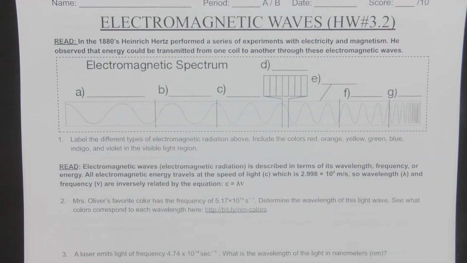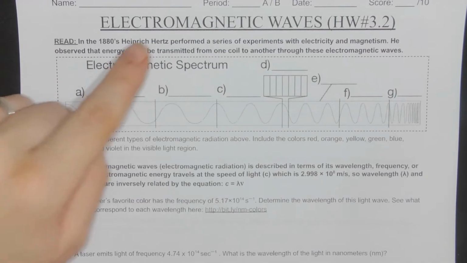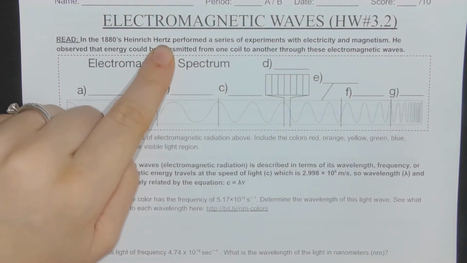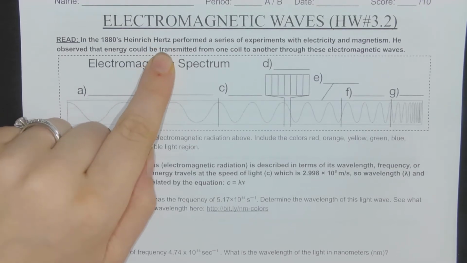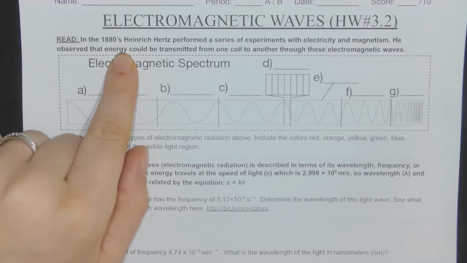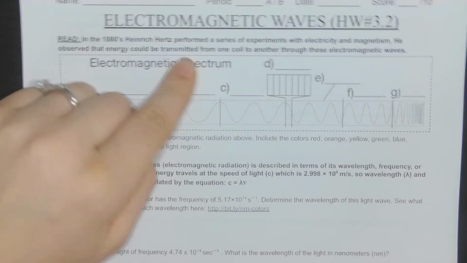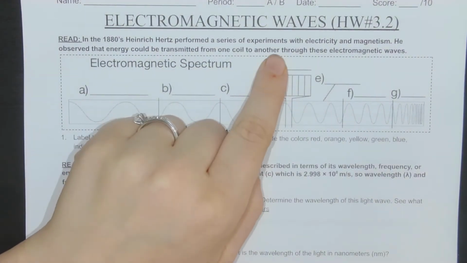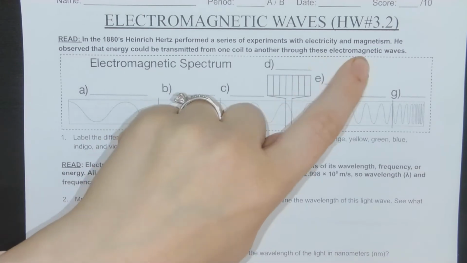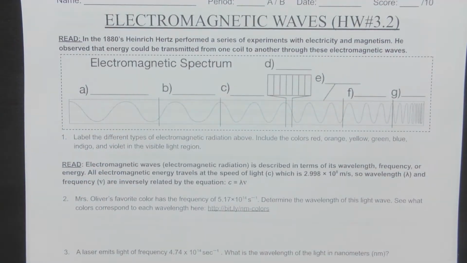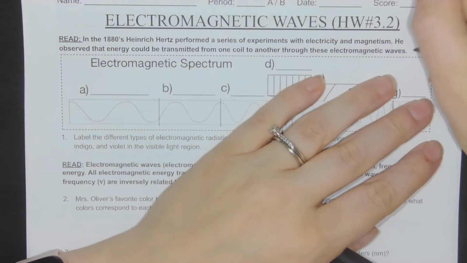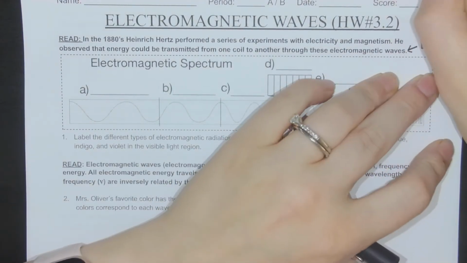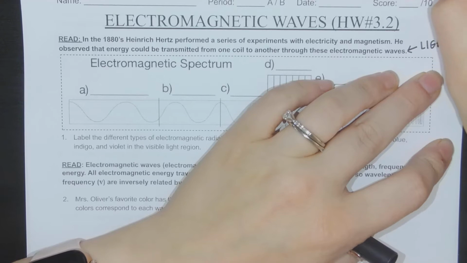In the 1880s, Heinrich Hertz, that's where that name's coming from, Hertz, performed a series of experiments with electricity and magnetism. He observed that energy could be transmitted from one coil to another through electromagnetic waves. So, electromagnetic waves, again, this is code for light.